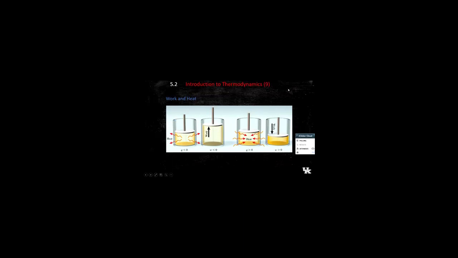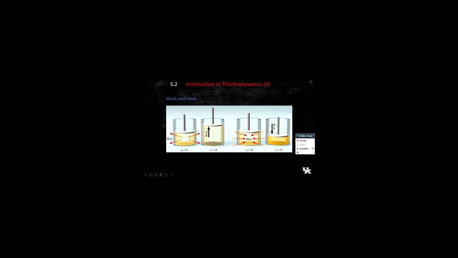So here's what it looks like graphically. Here we have the system. And remember, a piston generally represents atmospheric pressure. This is the way we represent atmospheric pressure in a picture. And this system is releasing heat to the surroundings, so Q is less than 0. It's going to be a negative value, exothermic.